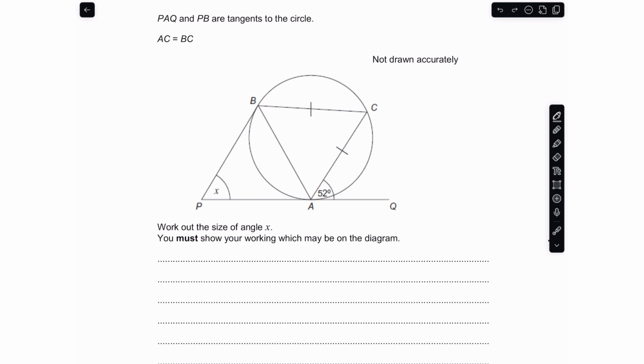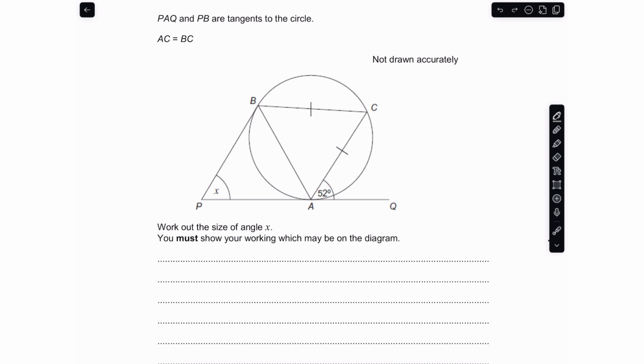In this question, we are told that PAQ and PB are tangents to the circle, AC equals BC. Work out the size of angle X. You must show your working, which may be on the diagram. So if you do not show your working for this question, you will not be awarded the full marks.